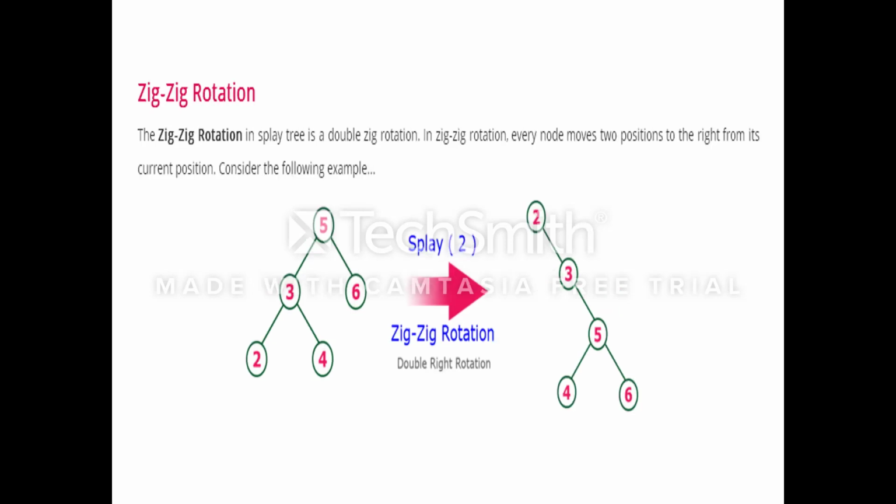Next is zig-zig rotation. We have already discussed zig rotation. Zig rotation is one single right rotation. So zig-zig is a series of 2 right rotations. Consider the example. If you want to splay node 2, in order to bring node 2 into the root node, you have to perform a series of 2 right rotations, so that 2 will become the root node. And other elements as usual will be rearranged using binary search tree property.